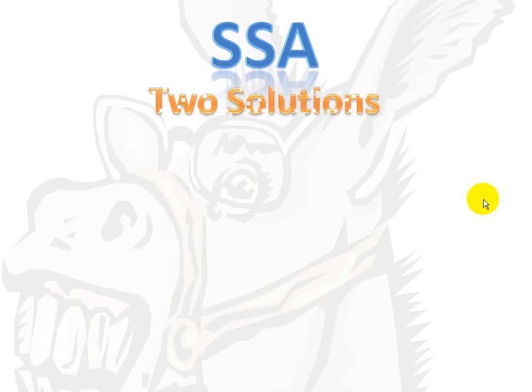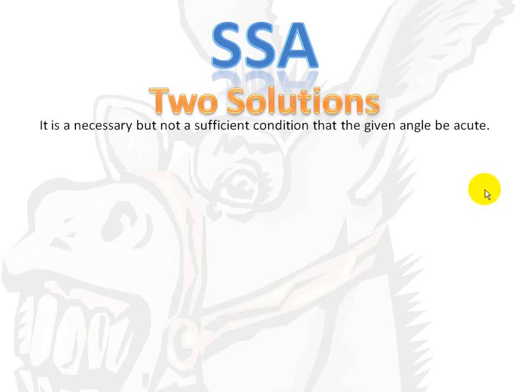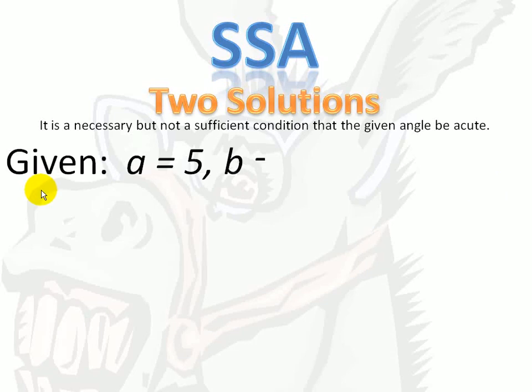Okay, now let's look at the two-solution scenario. Now here's the thing. Notice that when you're given side, side, and angle, the angle that you're given needs to be acute for you to have the possibility of having two solutions. So that's the situation here, but it's not enough. In other words, just because you have an acute angle given does not mean you have two solutions. But it's a condition that has to be met. And that's a condition that's met here. Notice the angle that you're given is 18 degrees.